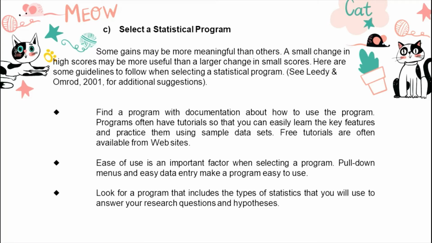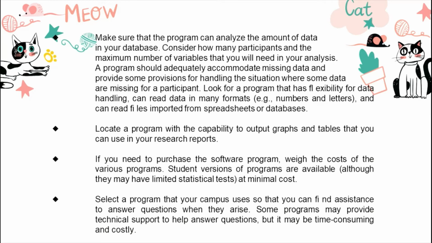Ease of use is an important factor when selecting a program. Pull down menus and easy data entry make a program easy to use. And the last, look for a program that includes the type of statistic that you will use to answer your research question and hypothesis. Make sure that the program can analyze the amount of data in your database. Consider how many participants and the maximum number of variables that you will need in your analysis.